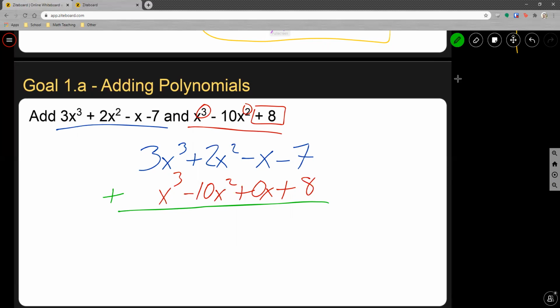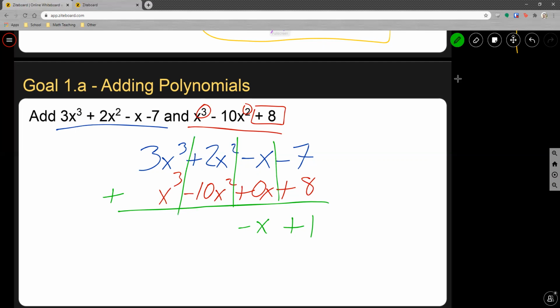I'm going to go from right to left just because that's the habit we have from normal addition. So I'm going to take -7 and add it to 8, which is going to give me +1. I'm done with the numbers. Now I'm going to go to my x's. I've got -x and plus 0x. So that's just going to stay as -x.